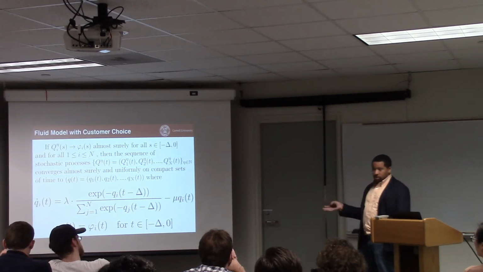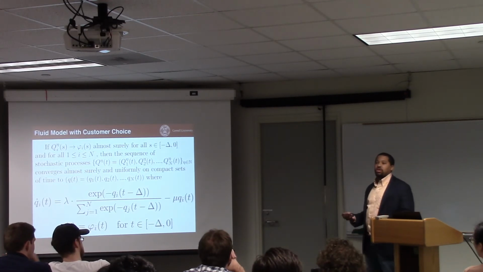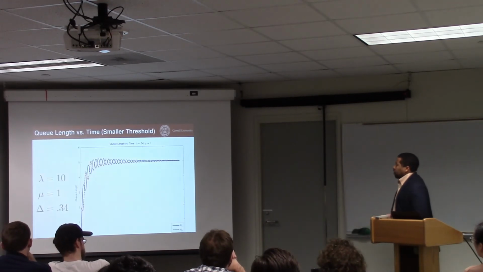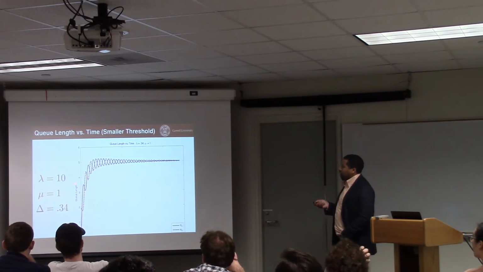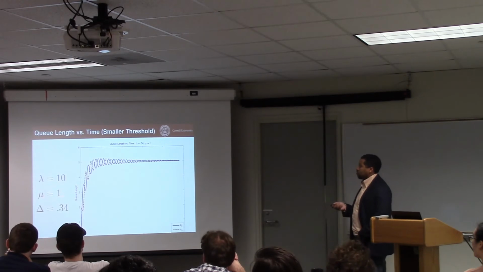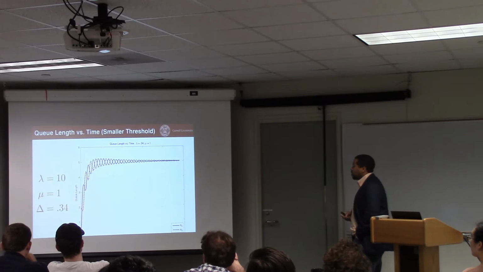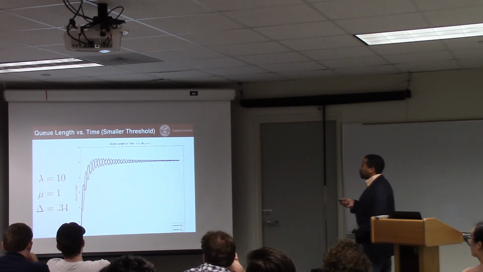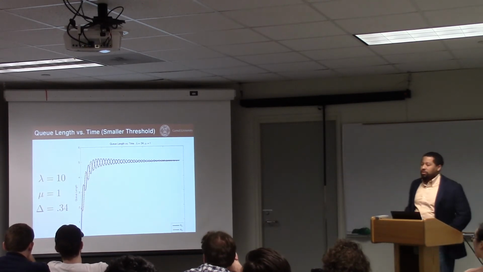And generally, fluid models describe the mean trajectory that you see in a particular stochastic model. So here's an example. I set the arrival rate to 10, the service rate to 1, and I set my lag in information at 0.34. You see the queues oscillating a bit, but eventually they fade out and converge to 5, which means basically half the people go to one queue and half the people go to the other queue.